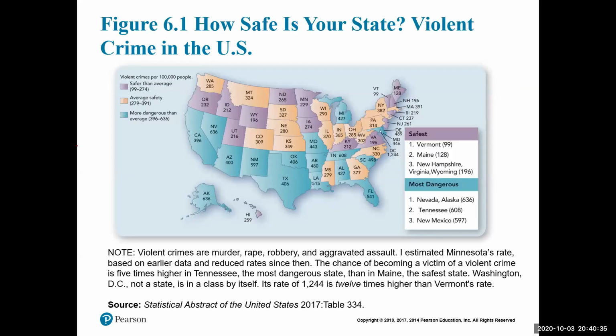So how safe is our state? Violent crimes within the U.S. And when they're talking about violent crimes, they're talking about murder, rape, robbery, and aggravated assault. This is in 2017, so this is a few years ago. But if you notice, the safest states were Vermont, Maine, New Hampshire, Virginia, and Wyoming.